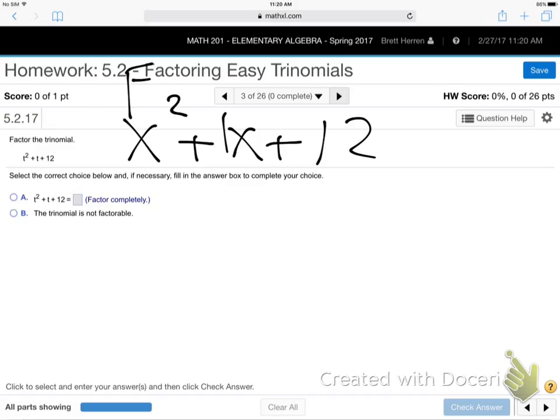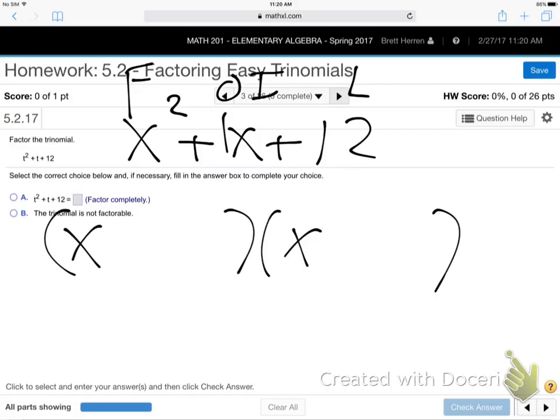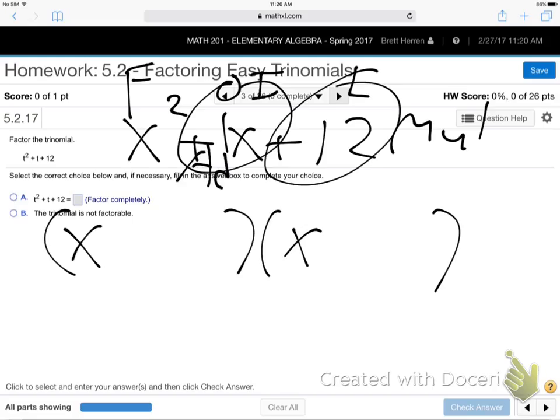All right, so we're thinking FOIL. 2 parentheses. X is in the front again, pretty much every time. And then do the last times last, multiply. The middle is add. So last times last, multiply to be 12. Hey, this isn't going to work, is it? Yeah, because all you could have is 3 and 4, or 2 and 6, or 1 and 12.